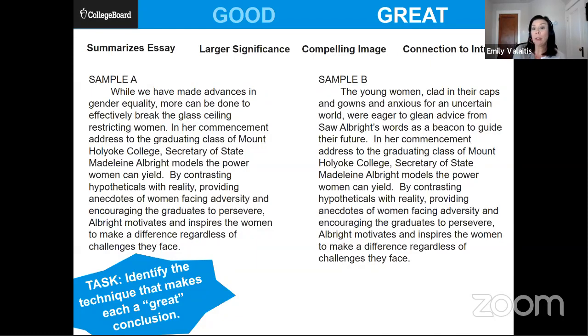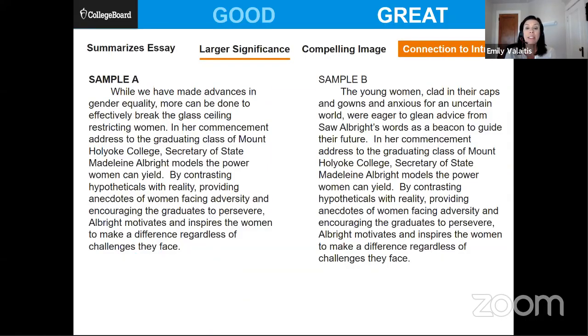Let's start with sample A. Again, it's a great conclusion. I think the primary reason why it's so great is because it's really connecting to the introduction. The introduction makes reference to voting rights and gender equality. So we do see a little bit about the larger significance, but otherwise it's not as much of the larger significance. The student's not exploring those larger issues. It's really connecting to that notion of breaking the glass ceiling. We see a direct connection.